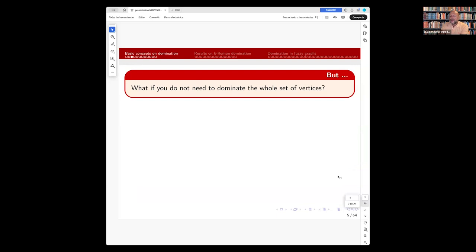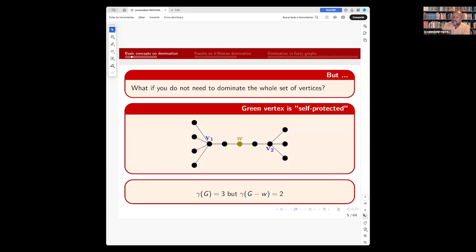in some situations, you don't need to dominate the whole set of vertices of the graph. I mean, it is possible that a vertex of the graph, like this green vertex, is in some sense self-protected, and we don't need another vertex to dominate it. In this case, the domination number for this graph will be 3. We only have to consider 2 vertices to dominate the remaining vertices of the graph.